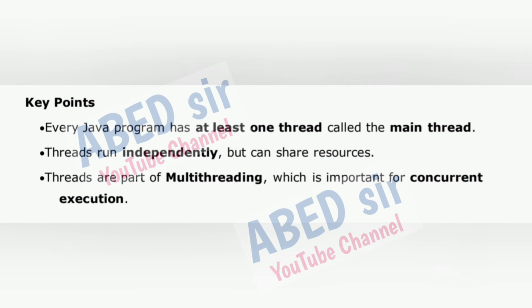Key points: every Java program has at least one thread called the main thread. Threads run independently, but can share resources. Threads are part of multithreading, which is important for concurrent execution.